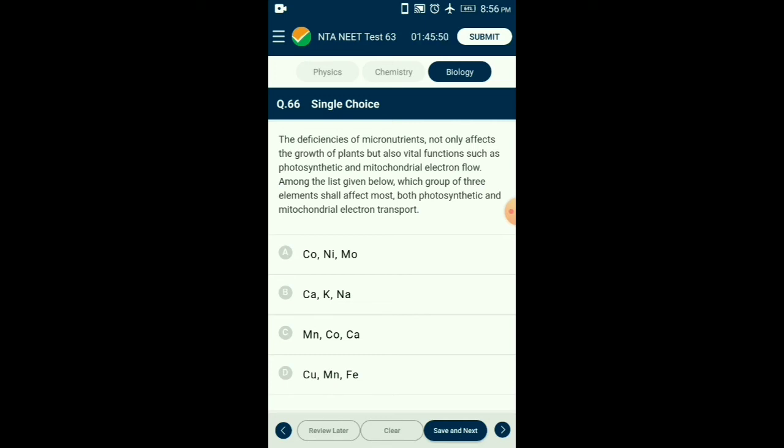Manganese is absorbed by the plants when it is in bivalent form. Manganese participates in the photolysis of water in pigment system too during photosynthesis, and thus it helps in the electron transport from water to chlorophyll. Copper is absorbed on the clay particles as divalent cations. It is a constituent of plastocyanin, which takes part in electron transport during photosynthetic phosphorylation. So the answer for this question is option D. Copper, manganese and ferrous.